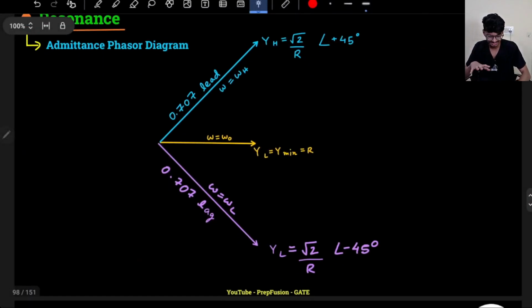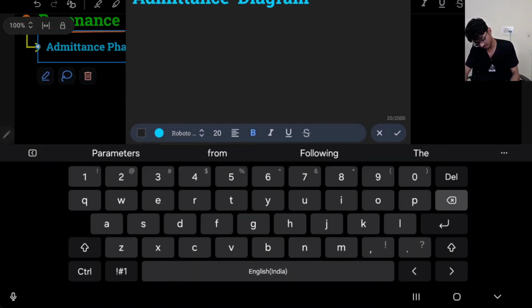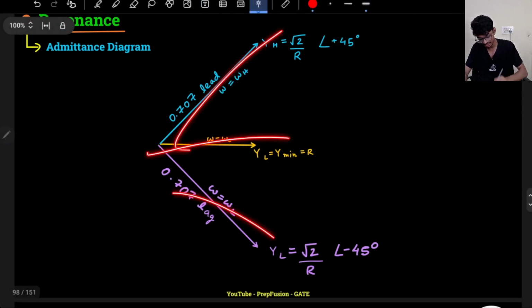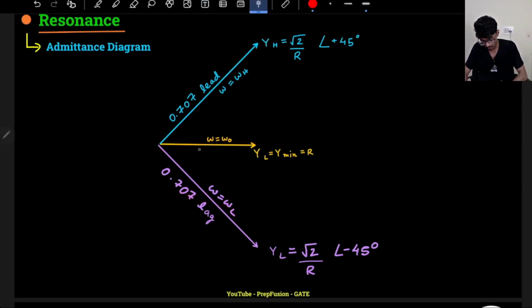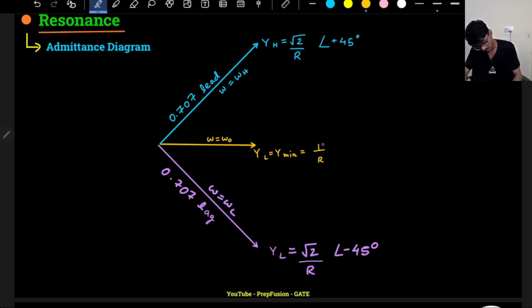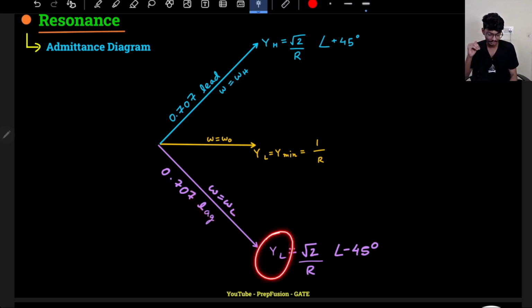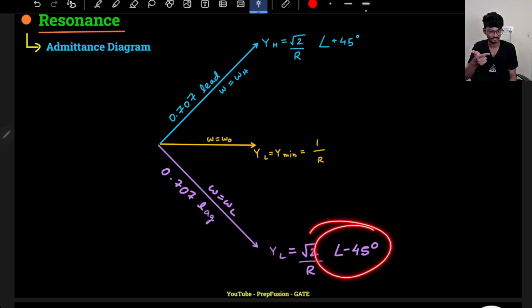This is not an exact phasor diagram, just a simple admittance diagram. It is not a phasor diagram because we are discussing at different frequencies. At omega equal to omega naught, the admittance will be minimum, that is 1 by R. At omega equal to omega H, the magnitude of the admittance will be root 2 by R, and the angle will be plus 45. At omega equal to omega L, the magnitude of the admittance will be root 2 by R, and the angle will be minus 45. So these are the admittance values. I hope you understood.